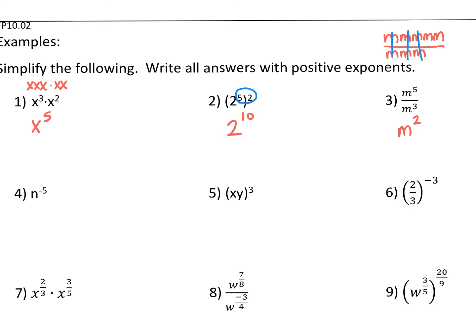All right, number 4, so I have a negative exponent, so that has to go down to the bottom and become positive. I need a 1 on top because you always have to have something there.